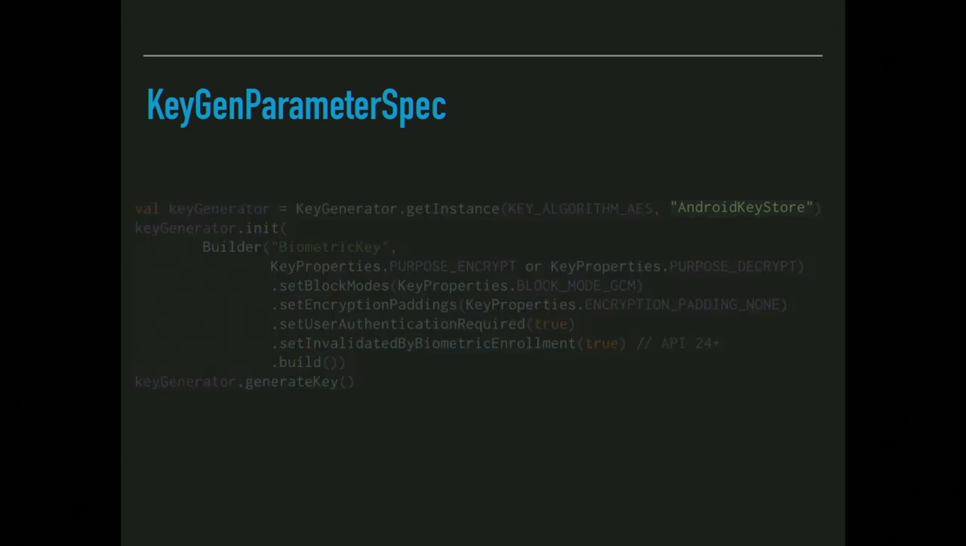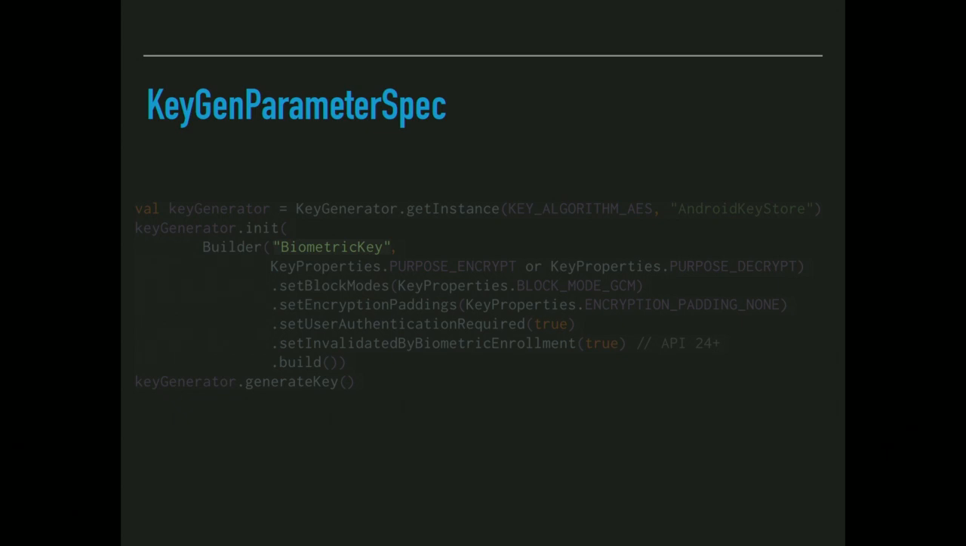So Android Key Store, this is just like a hard-coded literal string that you have to put in. This gets you access to the Android Key Store, which is a system-level API. So this is just the string that everybody has to use when you're getting an instance of the key generator or of the key store.